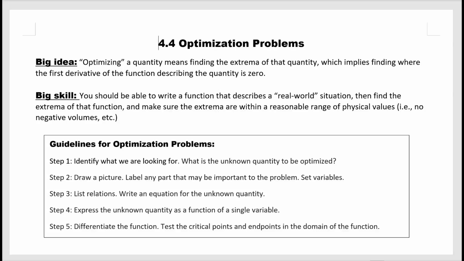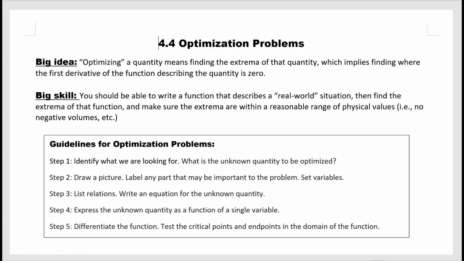Okay, so please listen carefully, and I will also suggest you compare this section with section 3.10. Then you can note the similarities and the differences, and we can resolve the confusion as well. Okay, big idea. Optimizing a quantity means finding the extrema of that quantity, which implies finding where the first derivative of the function describing the quantity is 0.